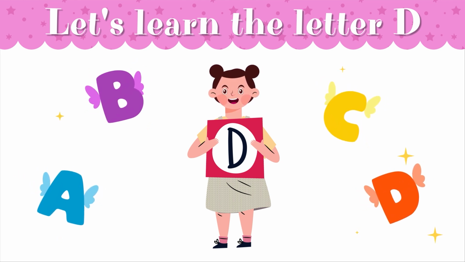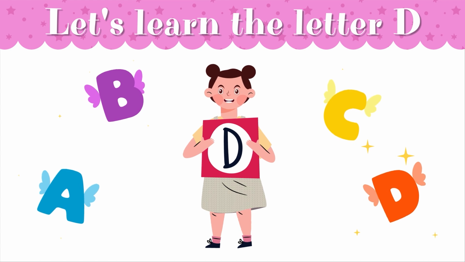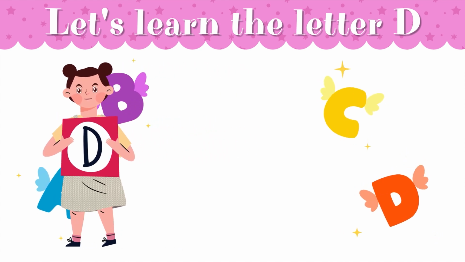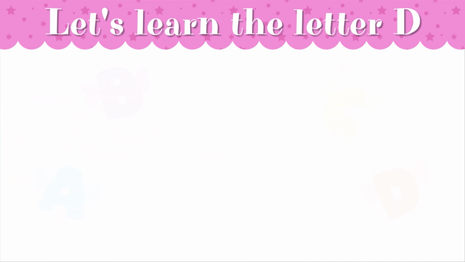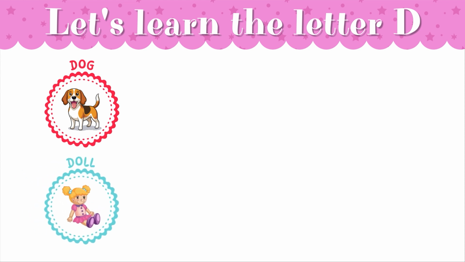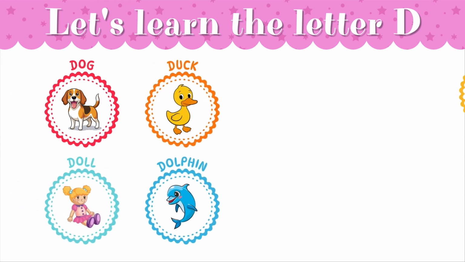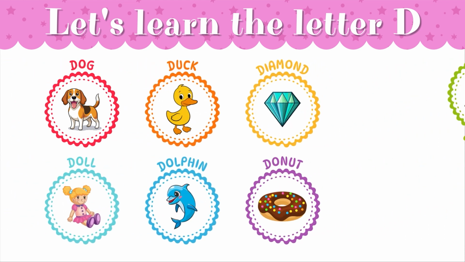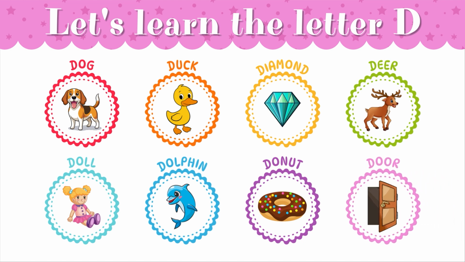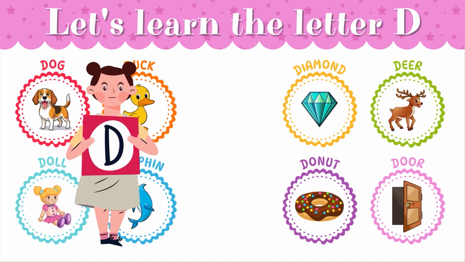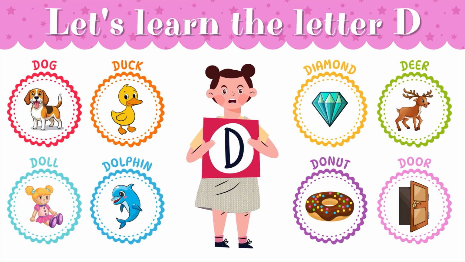Are you ready? Let's begin. Dog and doll, duck and dolphin, diamonds and donuts, deer and door all start with letter D. Let's see how to write letter D.